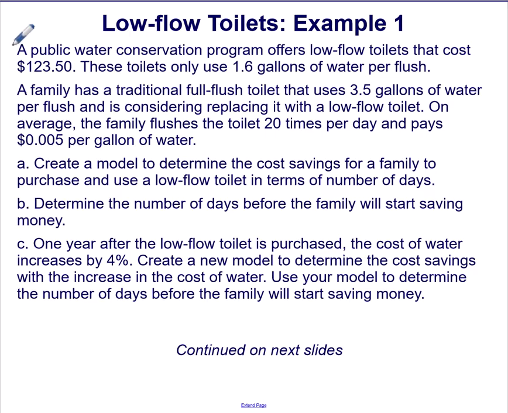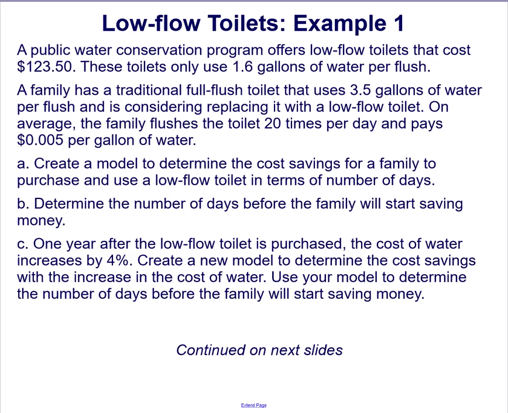A public water conservation program offers low-flow toilets that cost $123.50. These toilets only use 1.6 gallons of water per flush. A family has a traditional full flush toilet that uses 3.5 gallons of water per flush and is considering replacing it with a low flush toilet. On average, the family flushes the toilet 20 times per day and pays $0.005 per gallon of water.